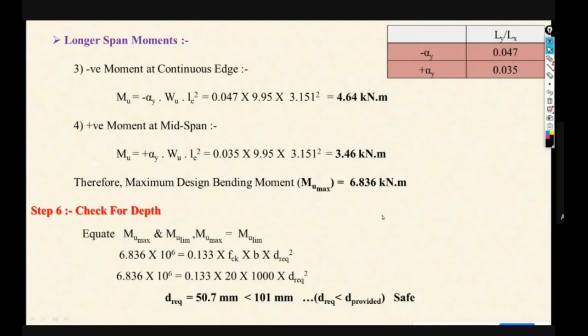Okay, and if you see this bending moment, the required depth for the grade of concrete is 50.7 mm, but here we have provided an effective depth of 101. So now it is okay, means whatever depth we have provided over here is okay for the bending moment. Now here depth is satisfied only for the bending moment.